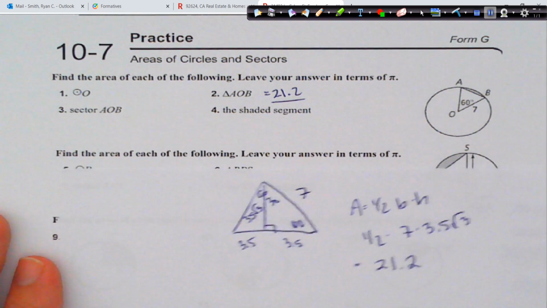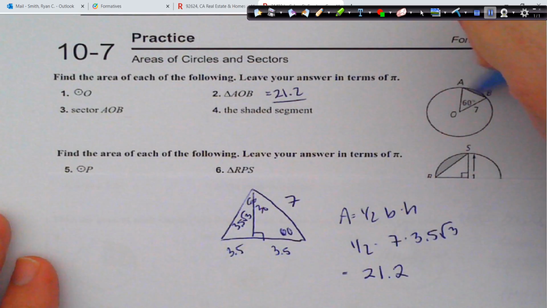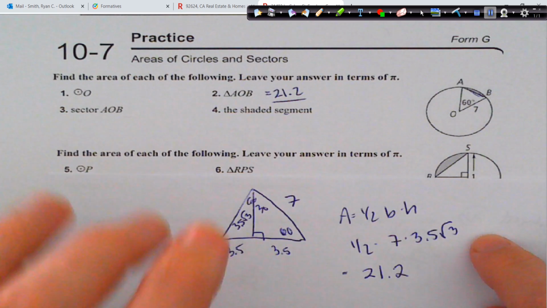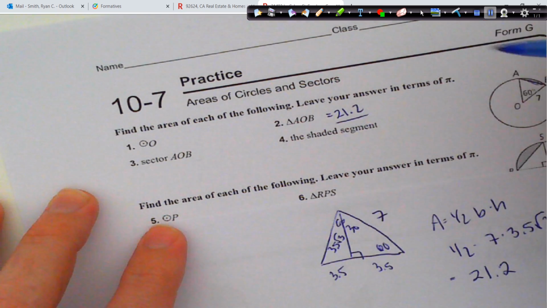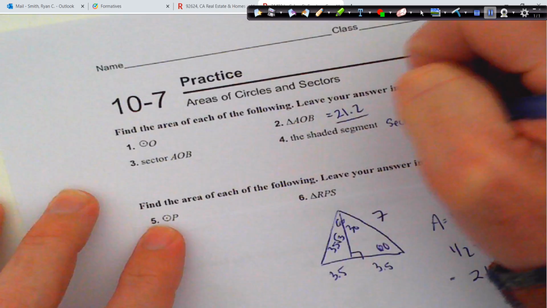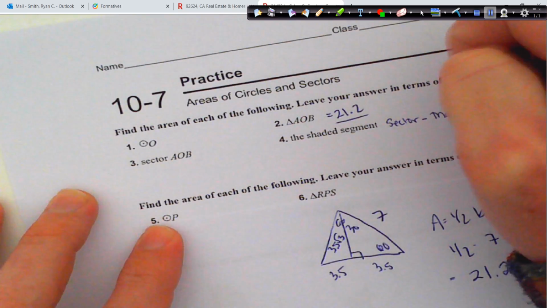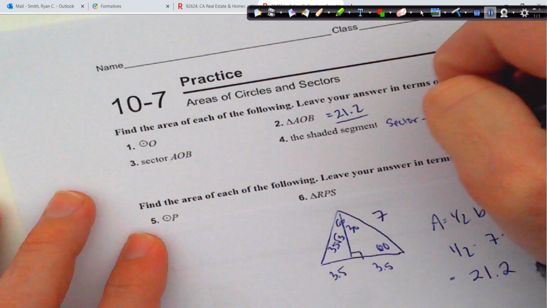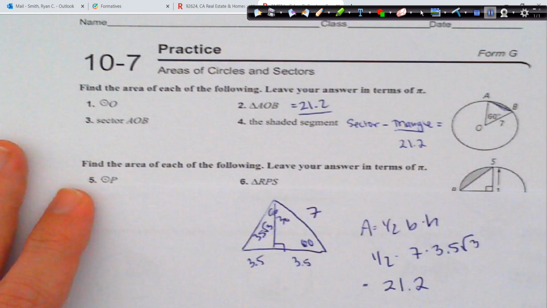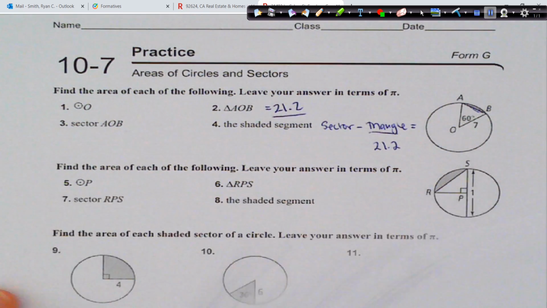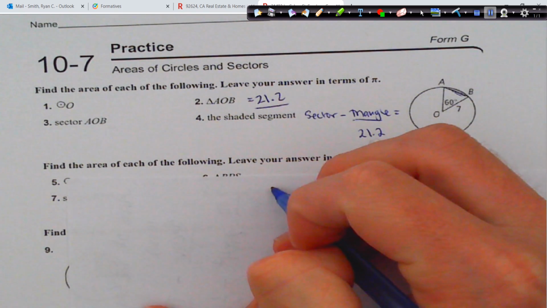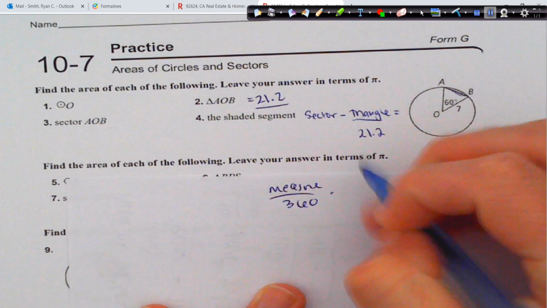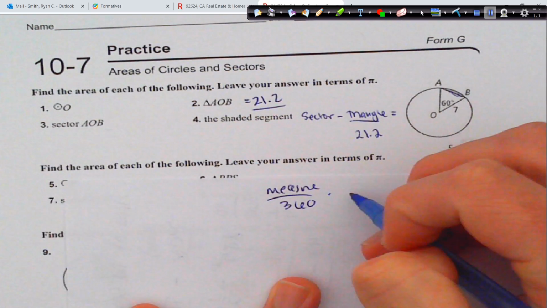So when it asks you to find the shaded segment, it's right here. It's kind of hard to actually see, but what you have to do is find the area of the sector. So it's the sector minus the triangle, and that's going to equal the segment. Well, we already have the triangle because we found it in our previous one. And then the sector is found by doing the measure over 360 times pi r squared.